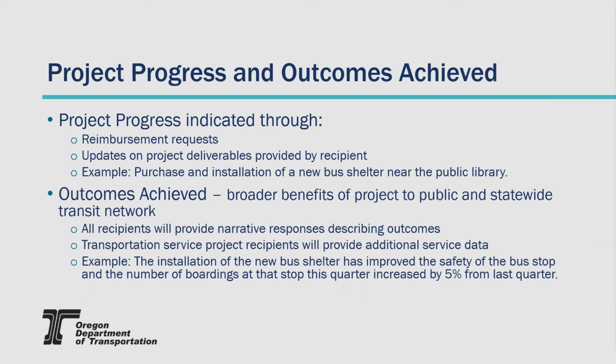Additionally, we will request updates on project deliverables provided by the recipient. This is really looking at those deliverables that were identified in your statements of work and providing updates as to them. And this is going to help the RTCs both get a sense of any challenges of project implementation so far and also what to expect in coming quarters. I've added an example here of what project progress could be, and here that would be a purchase and installation of a new bus shelter near a public library. So it's really just getting to the actual action taken to complete a deliverable.